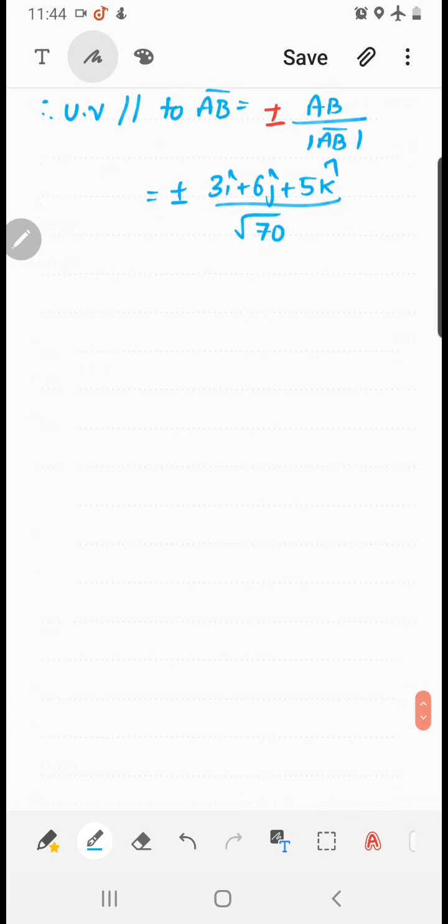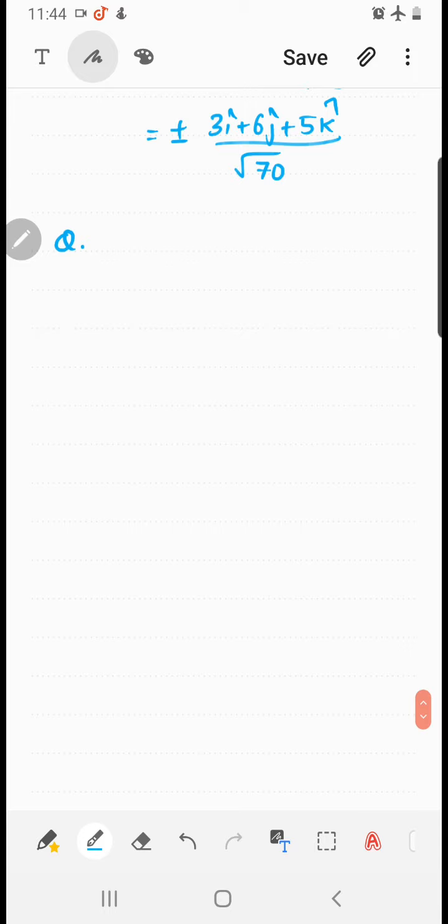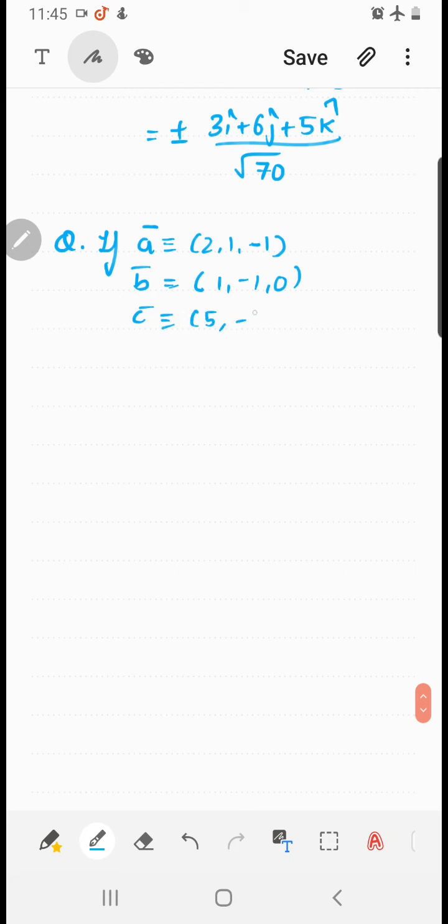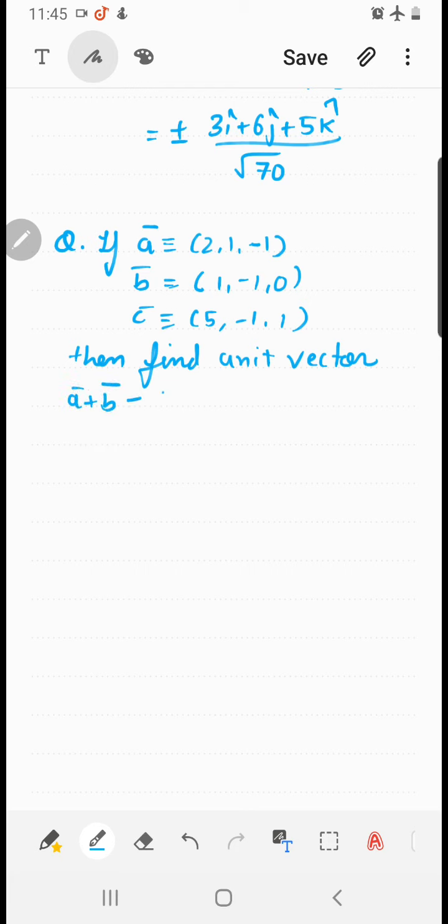Is that clear? Now let's twist it a little bit more. In this type of sum, let's say a bar is equal to 2, 1, minus 1, b bar is equal to 1, minus 1, 0, and c bar is equal to 5, minus 1, 1, then find the unit vector of a bar plus b bar minus c bar but in the opposite direction.